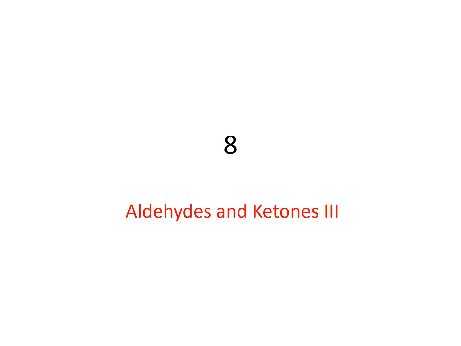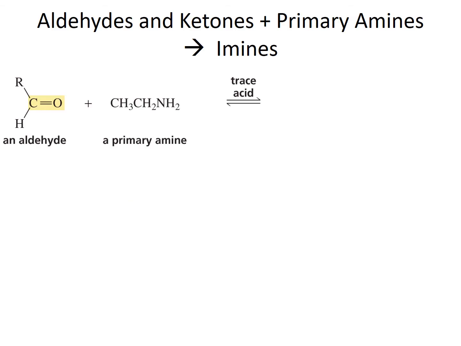This video is going to cover the last of the reactions on aldehydes and ketones. The first reaction we're going to talk about involves aldehydes and ketones reacting with a primary amine. Both of these will create the same new functional group, what is known as an imine, in which a carbon is double bonded to a nitrogen.